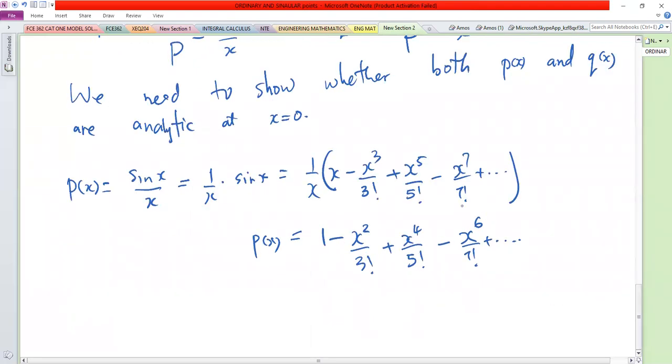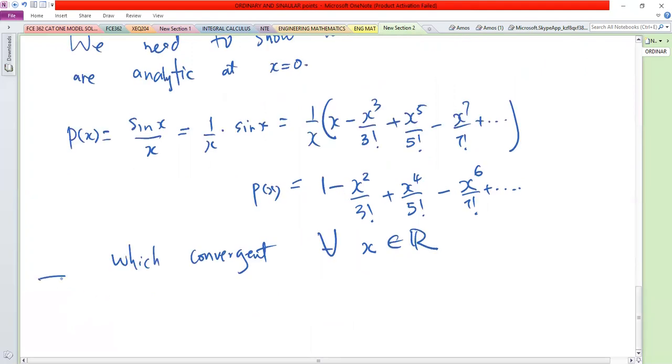And then it is very easy to see that this function is convergent for all values of x. Thus, since p of x is convergent, it means that we can have a power series about the point x equals 0, which means that the function p of x is analytic. So both p of x and q of x are analytic.